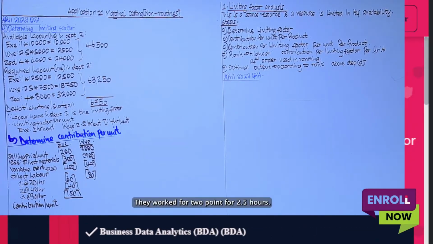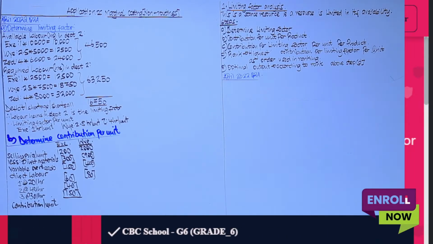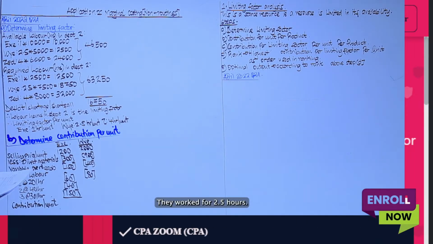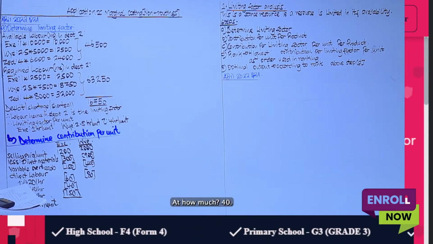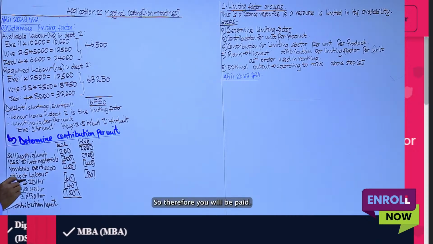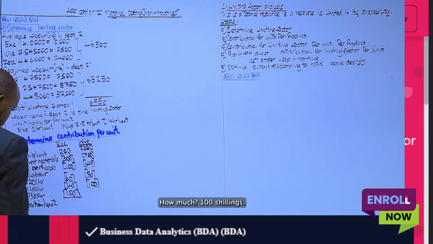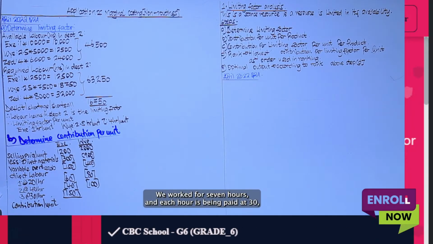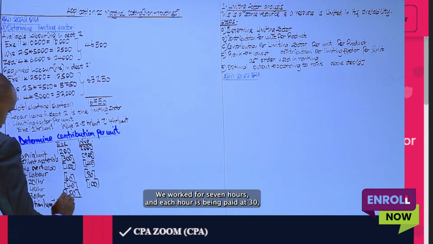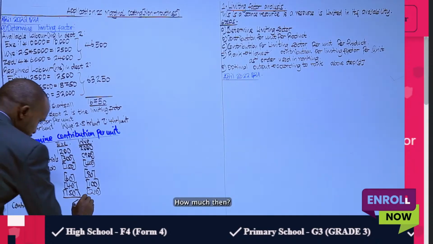Department 2, they worked for 2.5 hours, but each hour is being paid at 40. So therefore, they will be paid 100 shillings. Department 3, they worked for 7 hours and each hour is being paid at 30, so that they will be paid 210.